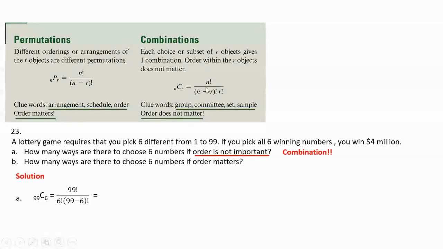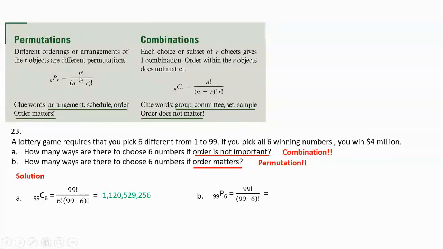And this is a formula for combination. So it's going to be 99 factorial over 6 factorial times 99 minus 6 factorial. So this is my result. You can plug that in the calculator to make it easier. So anyway, this is my result. It's going to be 1,120,529,256. For part B, it says order matters, so it's going to be permutation.